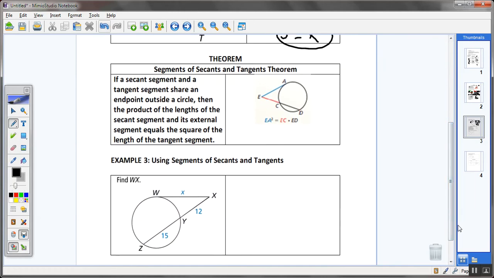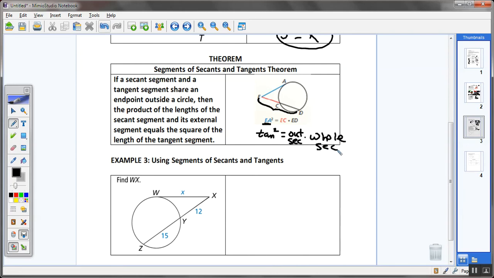Segments of secants and tangent theorems. If you notice right here, E to D, this here is a secant. Starts at E, hits the circle in 2 spots, C and D. However, EA in blue is a tangent segment. Starts at E, ends at A. Okay, the formula for this is very much the same. Really just says EA squared, this tangent segment squared, is equal to the part that's outside, EC, so I'm going to call it the outside secant, times the whole secant, which is ED.